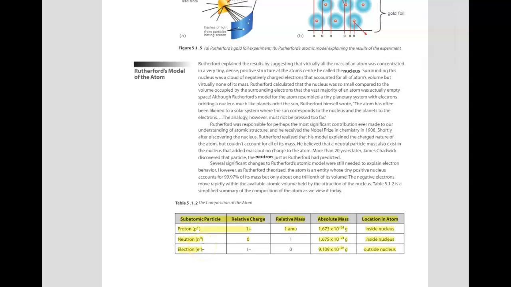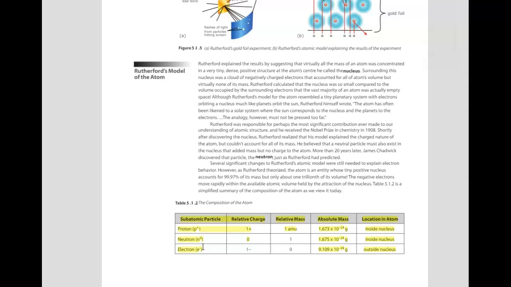Protons have a relative charge of 1 plus. The actual charge in coulombs is very, very small, but their relative charge is 1 plus. And what their charge is relative to is the charge on an electron, which is 1 minus. Protons and electrons have the same magnitude of charge, but they have opposite charges, and their charges cancel.